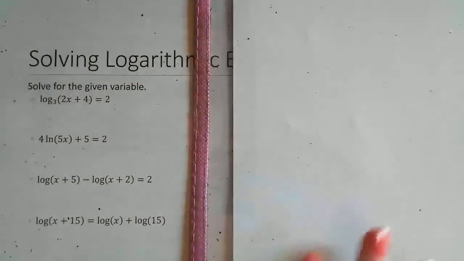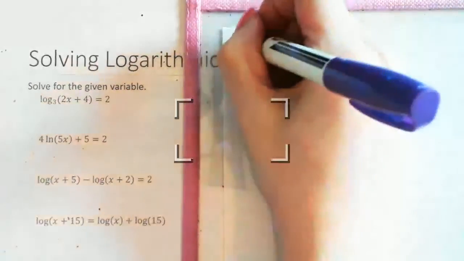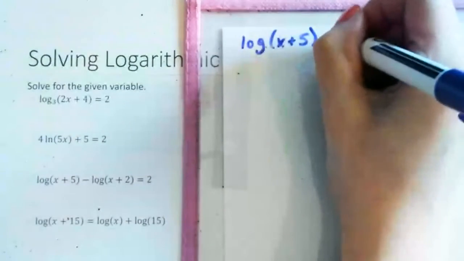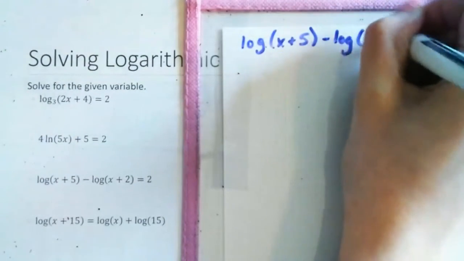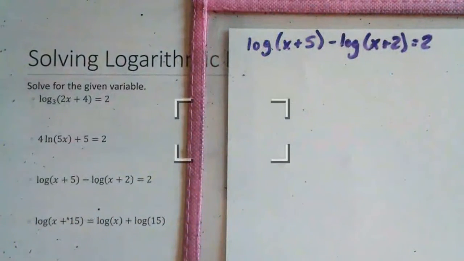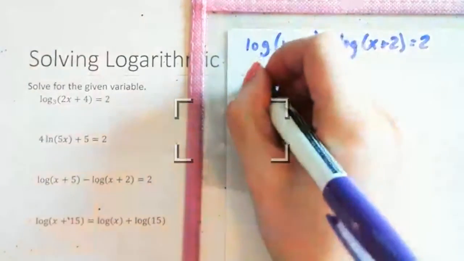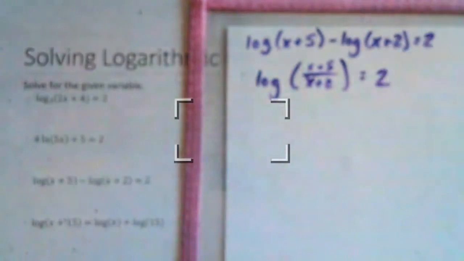Moving on to this third equation, we have the log of x plus 5 minus the log of x plus 2 is equal to 2. The first thing I notice is that I have two logarithms subtracted, and one of our properties of logarithms allows us to combine those as long as we are dividing. So when these combine, I get the log of x plus 5 over x plus 2. And I haven't changed the right-hand side, that's just 2.